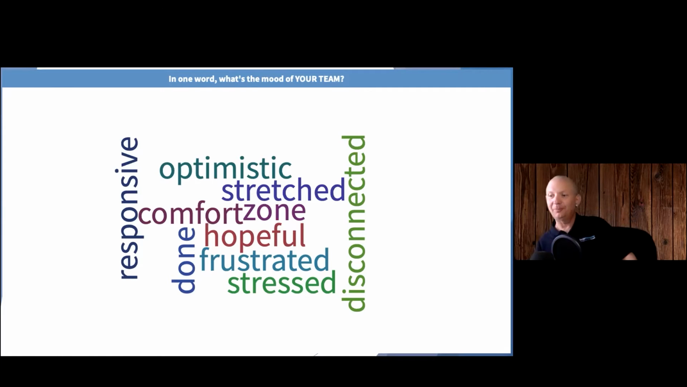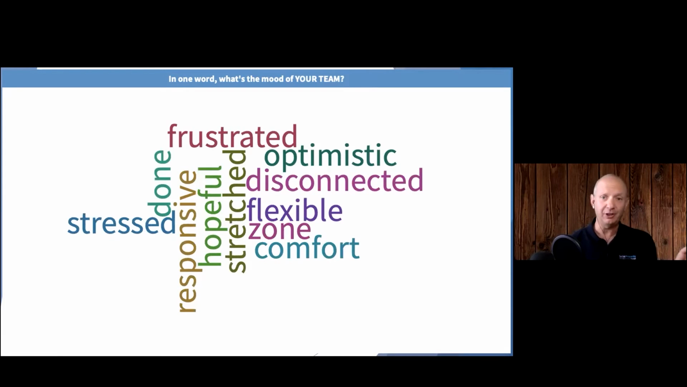So responsive, comfort. The mood of your team is comfort, optimistic, disconnected, stressed, frustrated. Anna's team is get it done. I'm not so surprised, Anna, that your team would be get it done. And look, there's not one word that's jumped out for everyone. In other words, there's a lot of moods going on in your team. This is useful to know. We felt stress at the beginning, and then we feel a myriad of issues right now. I'm totally fine with that.